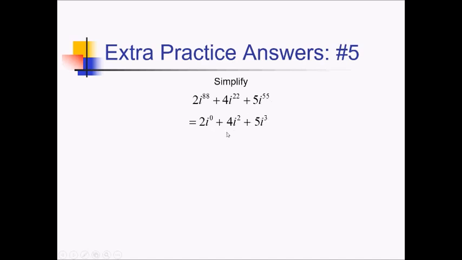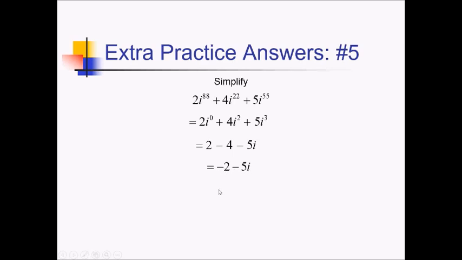Now I'll simplify each of these just a little bit more. i to the 0 is really 1, so 2 times 1 is just 2. i to the second power is negative 1, so 4 times negative 1 gives me a minus 4 here. And then finally, i to the third is negative i, so this can be reduced to negative 5i. Combining like terms, 2 minus 4 gives me negative 2, and we still have that negative 5i that we can't combine with anything else.